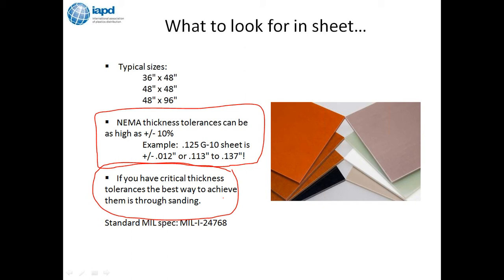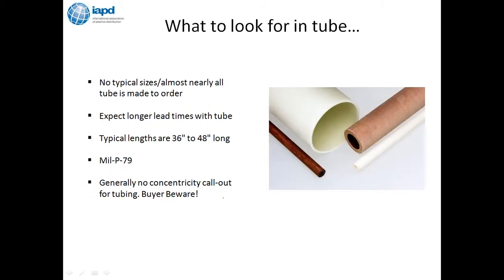Tube. Every tube out there is made to order. There are no typical sizes. Everyone is, like I said, made to order. Expect longer lead time when you're dealing with tube. And the typical lengths range from 36 to 48 inches long. There's a standard MIL-P-79 cert for that versus the MIL-I-24768, which you see in the sheet materials. And generally, there's no concentricity callout for tubing, so be careful of what you're looking for or what you're getting on that material.